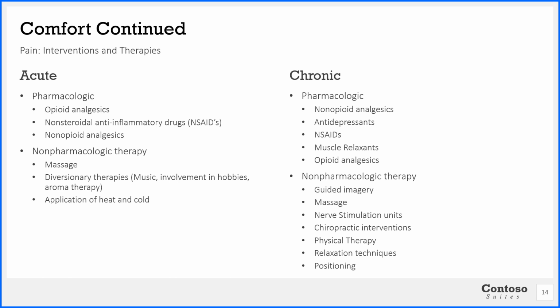So for interventions and therapies for acute pain, notice we're going to do pharmacologic and for both acute and chronic. And they're pretty much the same except for we have opioids, non-steroidal anti-inflammatories, and non-opioid analgesics. Okay, so we have those on the acute side, and on the chronic side we have a couple extras. We have muscle relaxants and antidepressants. Ooh, antidepressants. So antidepressants are known to help with chronic issues.